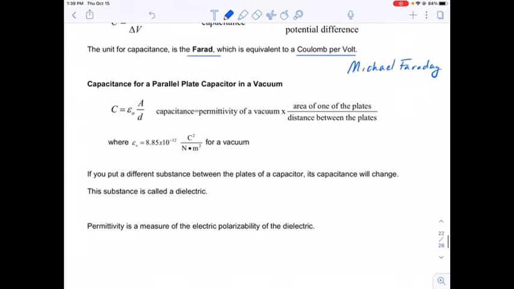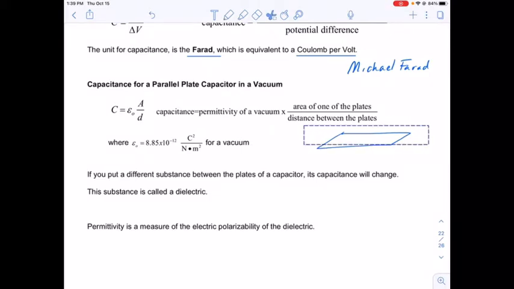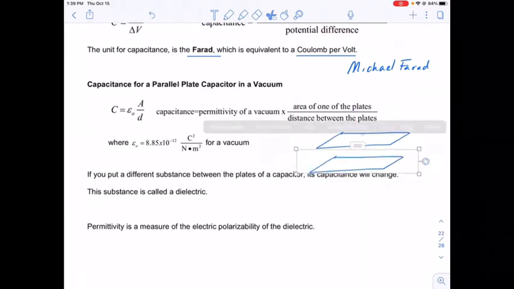Okay, there's another way to define capacitance. The second way to define capacitance is based on the cross-sectional area of the capacitor and the distance between the plates. So if I just make a sketch of, oh, that didn't work very well. Let me see if I can draw a parallelogram. And I'll copy it. Okay, so there's my capacitor. Each plate has an area, and then we've got a distance between the plates.